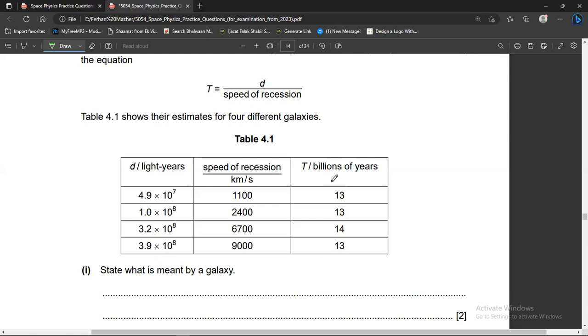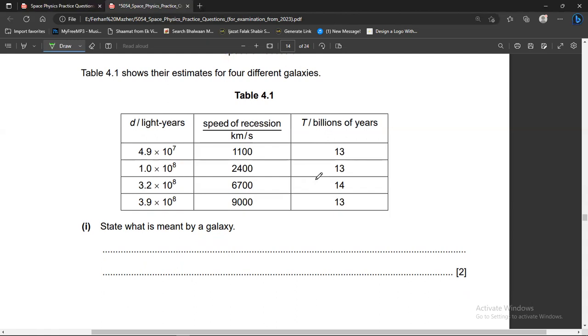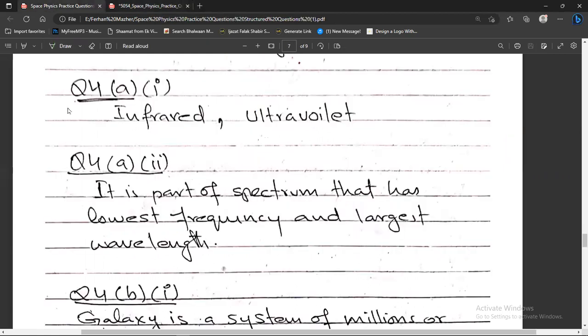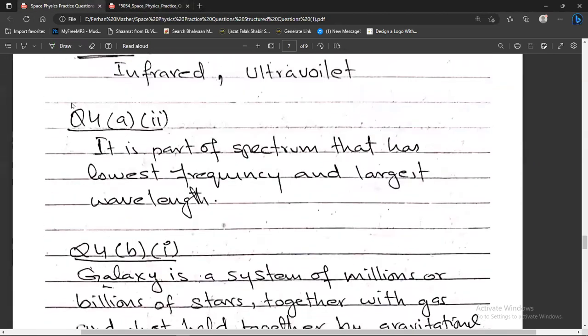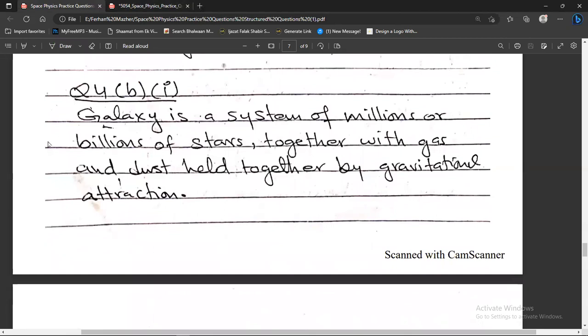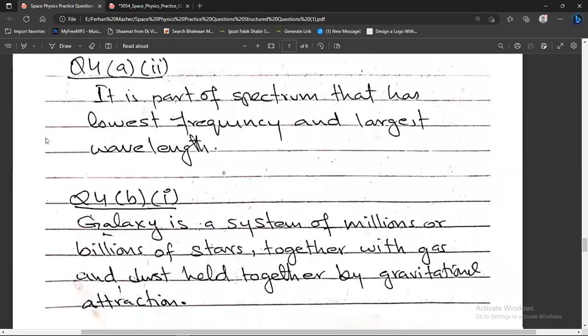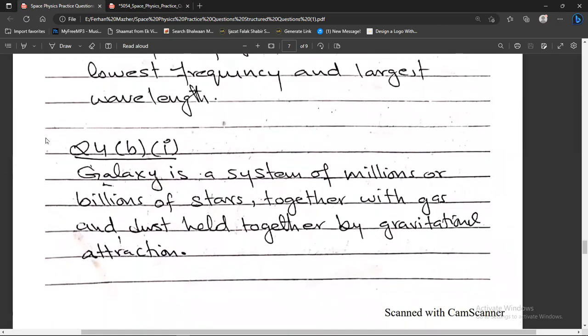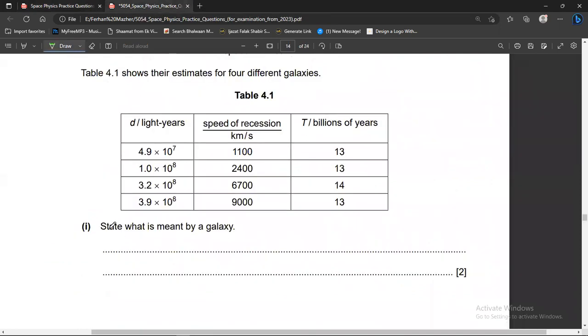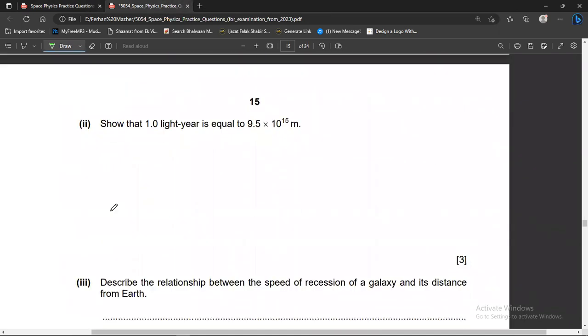State what is meant by a galaxy. You see, the galaxy is a collection of dust and gases and millions and billions of stars. So let me show you. Galaxy is a system of millions or billions of stars together with gas and dust held together by gravitational attraction. Okay, so that is what is meant by galaxy.